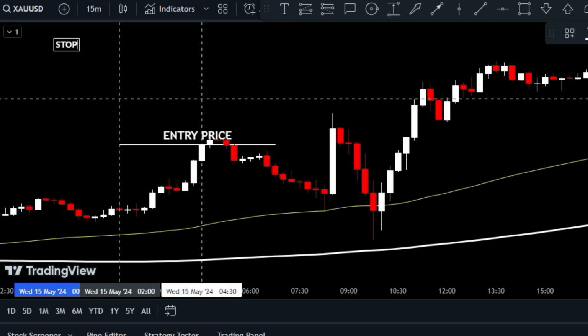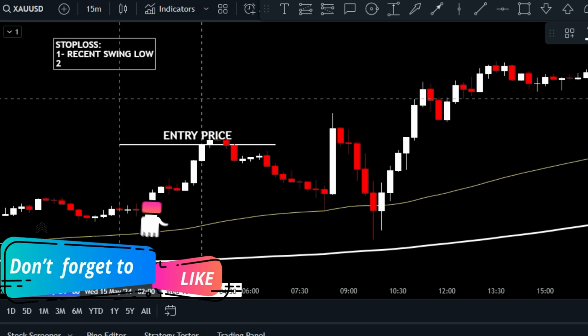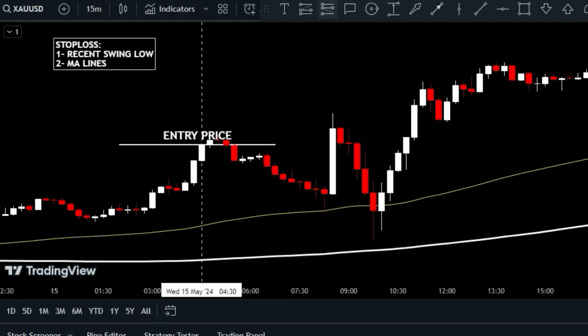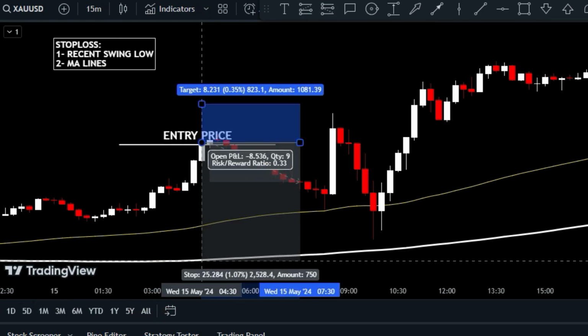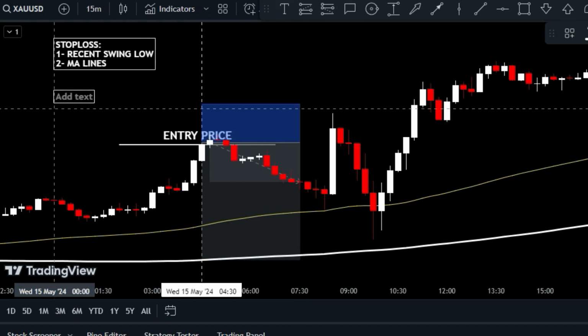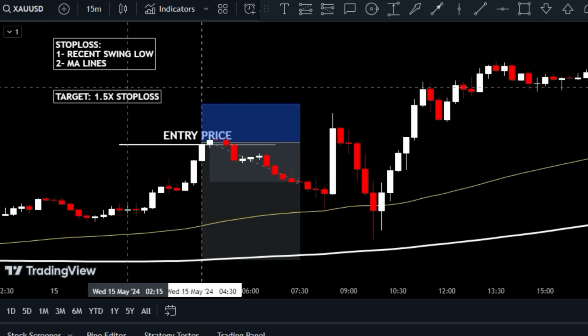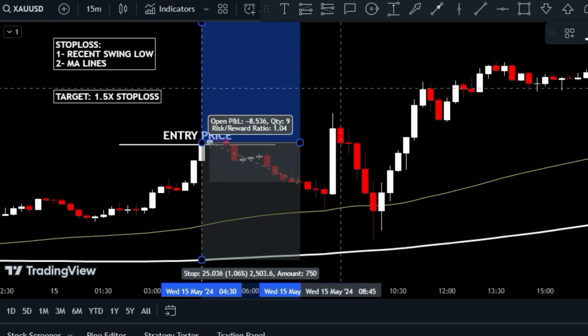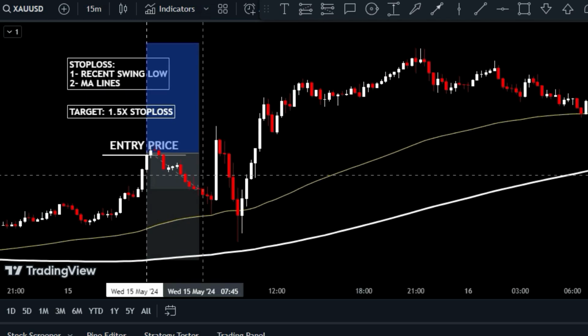Now let's cover your back with risk management. Set a stop loss for your trade using a recent market swing low or one of the moving average lines as a safety net. Finally, lock in those profits by setting the trade target 1.5 times greater than the distance between entry and stop loss level. This way, you can aim for solid returns while managing your risk.